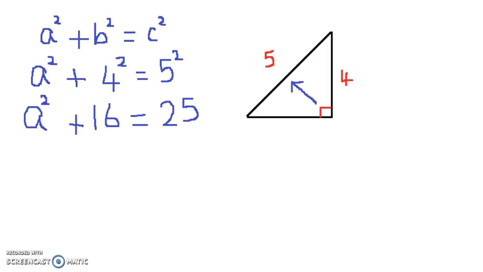I will simplify by squaring the numbers. Then I will combine like terms by subtracting 16 from both sides. So I will have a squared equals 9.